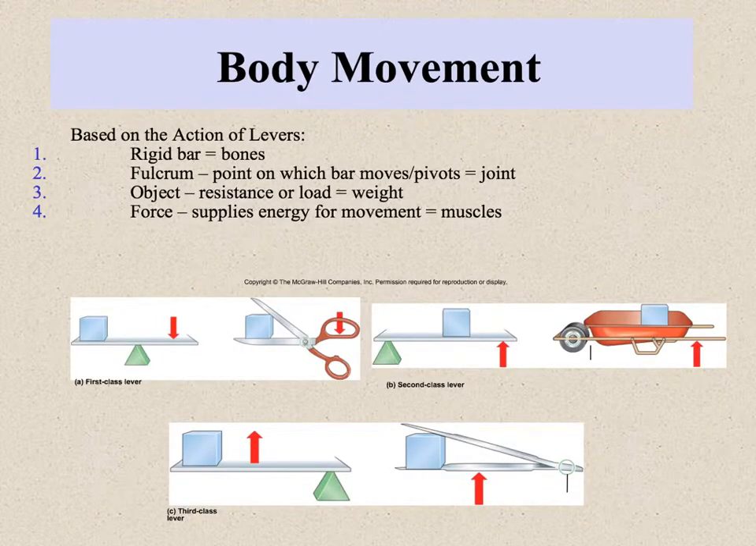Body movement is based on the action of levers. Getting a little bit of physics in here. There are 4 parts to a lever. There is some type of rigid bar that connects the next 3 parts together. And in our body, bones serve as that rigid bar. There is a fulcrum or a pivot point at which the movement happens, and so in our body it's our joints that provide that pivot point.